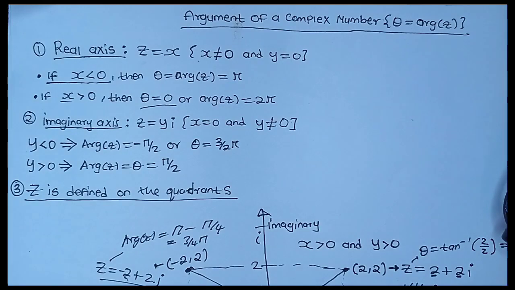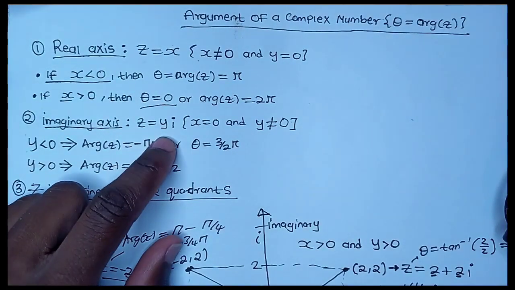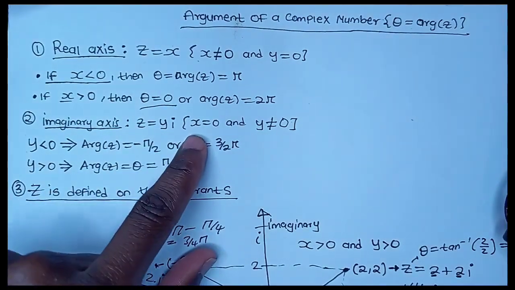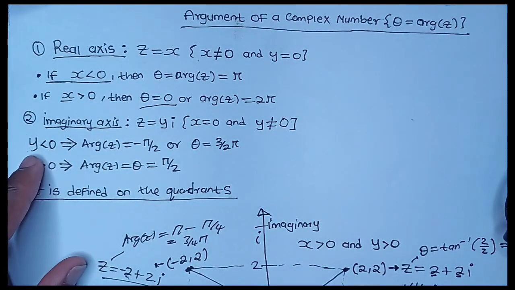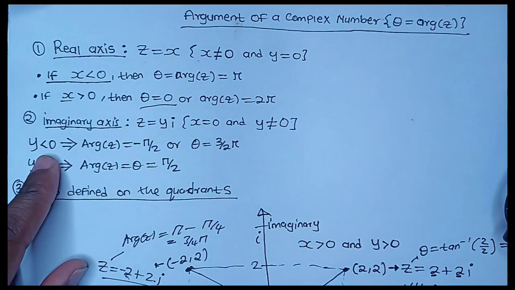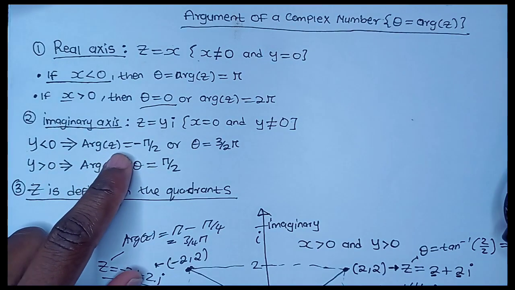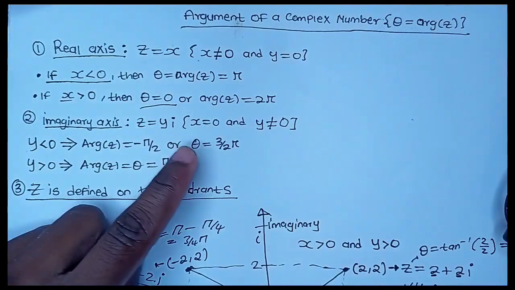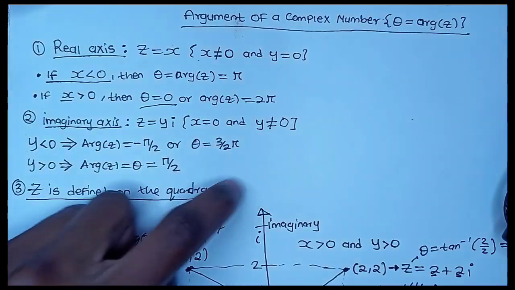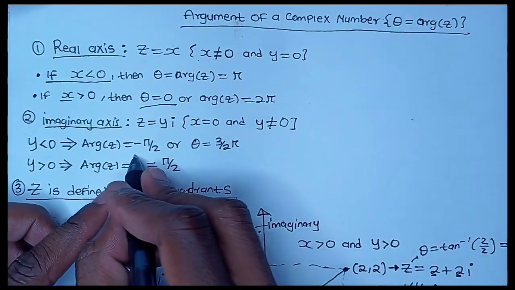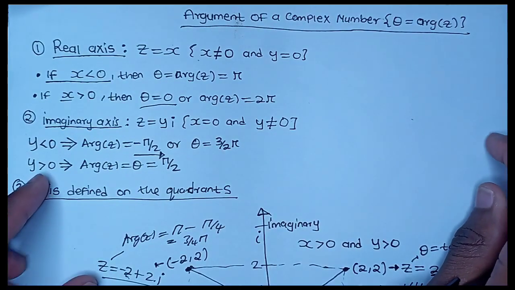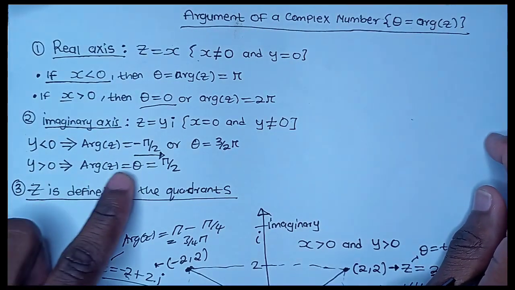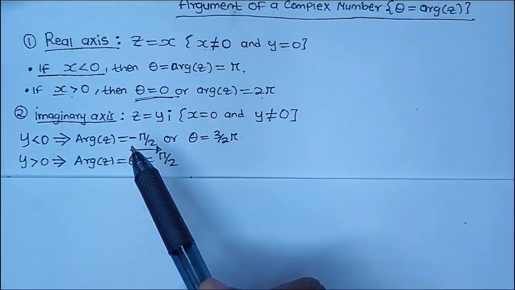On the imaginary axis, we have z equals yi. You can see that x is 0 and y is not 0. So if y is less than 0, the argument of z is negative pi over 2 or 3 pi over 2, but for us, we'll use negative pi over 2. And if y is greater than 0, the argument of z is pi over 2.